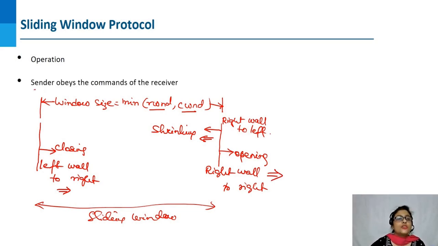The sender actually has no control over the window size. It is only the receiver that can control the window size, and the receiver can cause closing, opening and shrinking of the window. So the sender simply obeys the commands that it receives from the receiver.